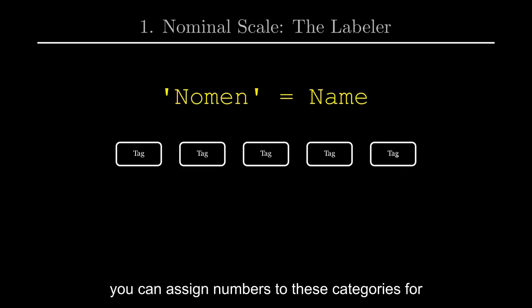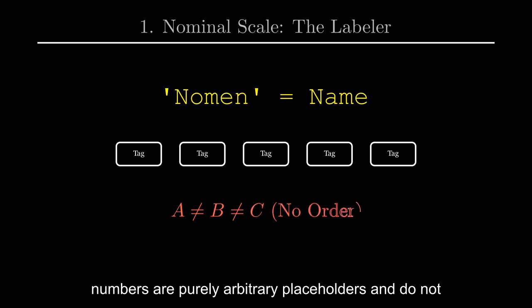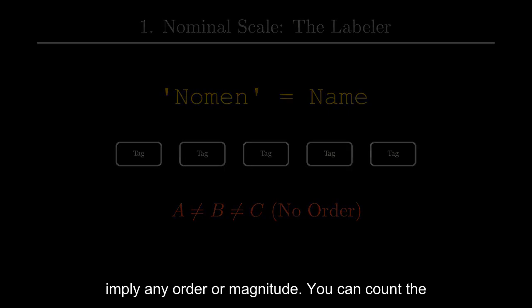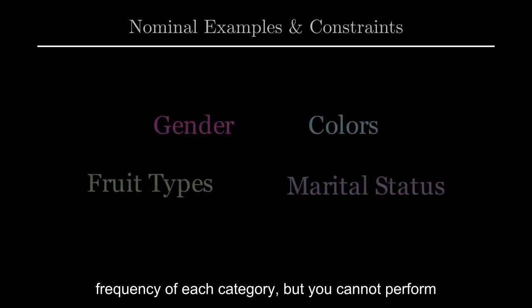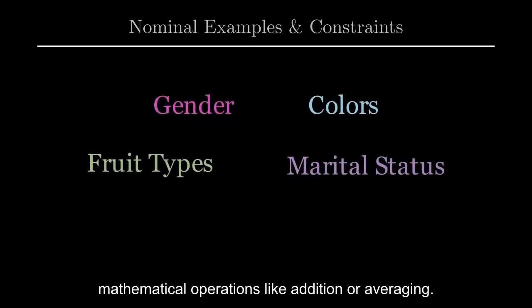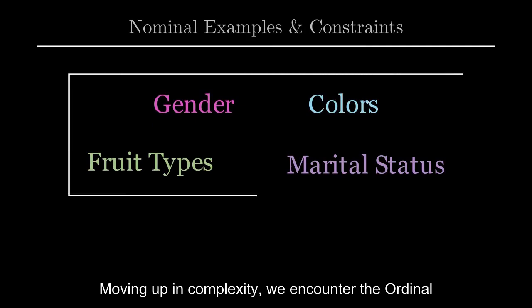While you can assign numbers to these categories for coding purposes, like 1 for male, 2 for female, these numbers are purely arbitrary placeholders and do not imply any order or magnitude. You can count the frequency of each category, but you cannot perform mathematical operations like addition or averaging. Moving up in complexity, we encounter the ordinal scale.